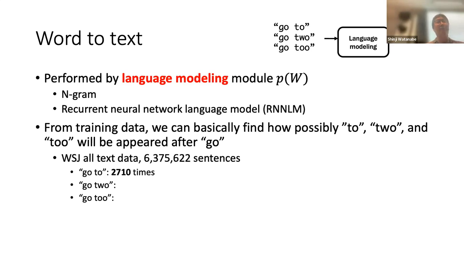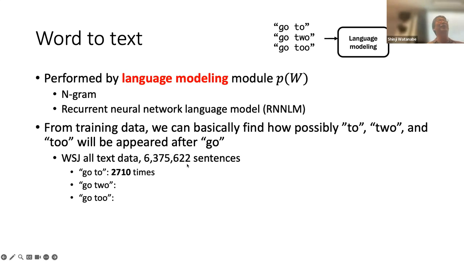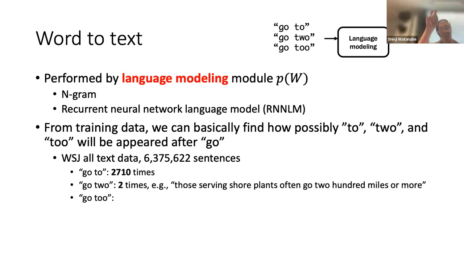However, it is not everything. Actually, this zero is a very difficult problem because zero means that it becomes zero probability. So I said that it doesn't appear in 37,000 sentences, but if we include this into the 6 million, actually it will be different. Go to still quite often happens, more than 2,000 times, and go two actually appeared two times. Okay, yeah, there's one example here. It's not a very natural sentence, but it actually happened. So we should not set a zero probability at least. We should provide some probability, right?